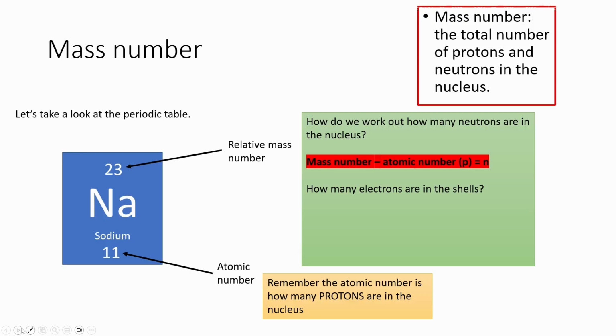We can also figure out how many electrons are in the shells. Because atoms are neutral, whatever it states for the atomic number, you must have the same number of electrons in an atom. So in an atom, there is the same number of protons and electrons.